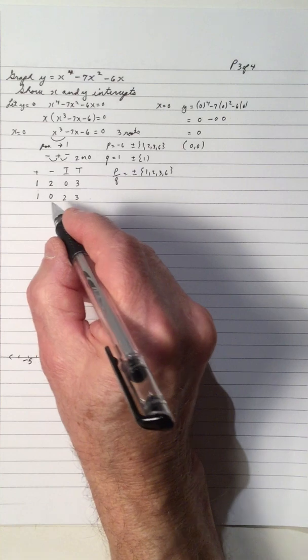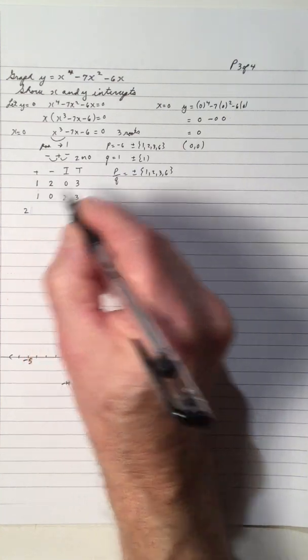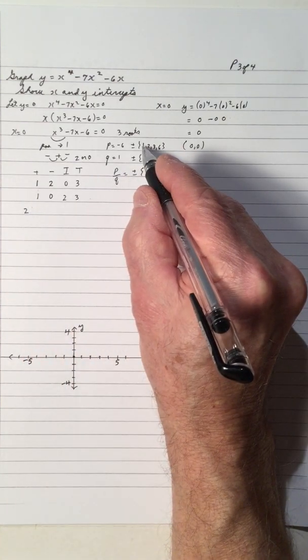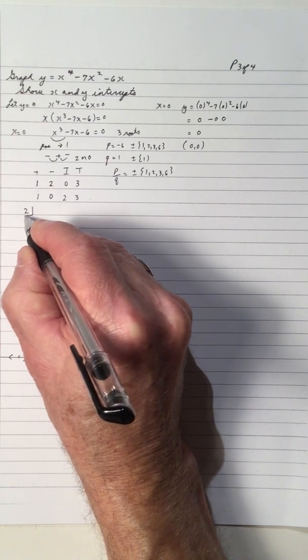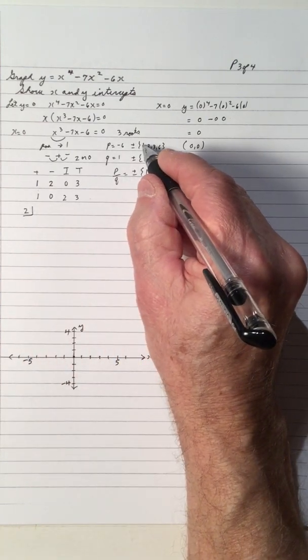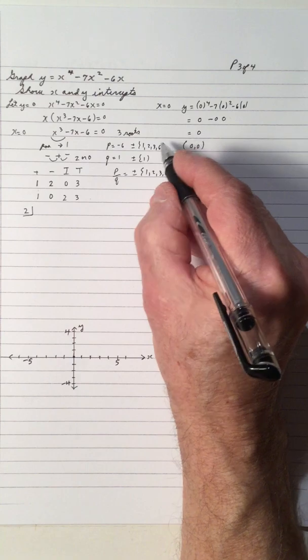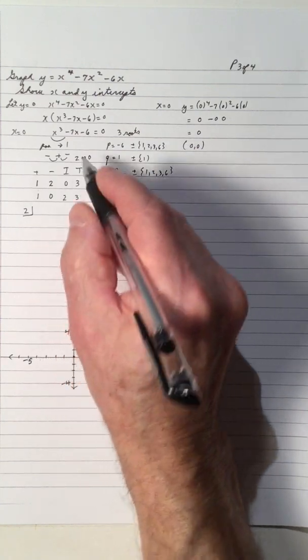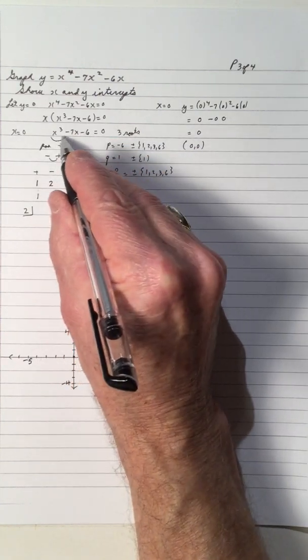So let's try a 2. 1 doesn't work. Let's remember we're trying the positive. 1 didn't work because the coefficients don't add up to 0. So let's try 2 on this equation.